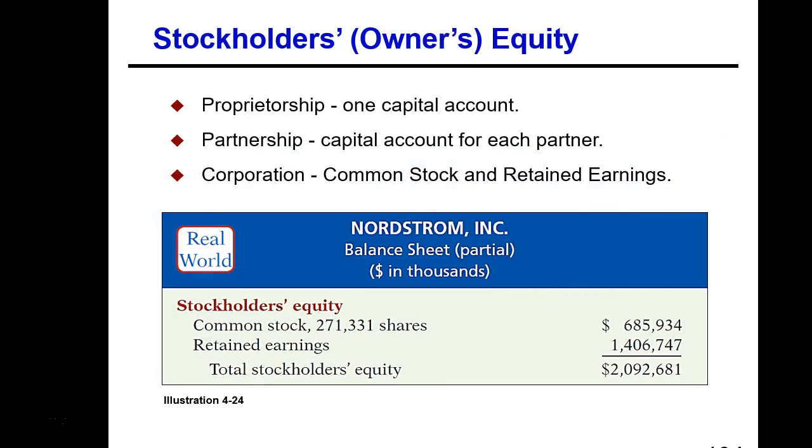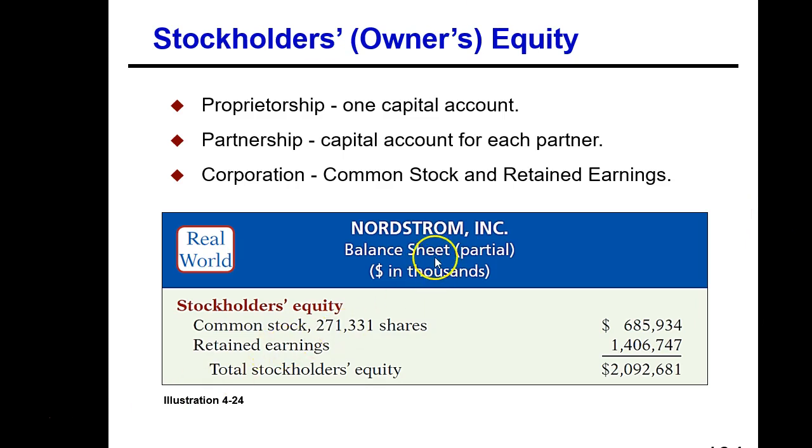Our last category is our stockholders' equity section of the balance sheet. So with stockholders' equity from a corporation standpoint, you're going to have the section known as common stock and retained earnings. If you have a proprietorship, it's known as owner's equity instead of stockholders' equity. And for a proprietorship, you're going to have what's called a capital account shown for the owner of that business. When you have a partnership, which is also called owner's equity, you will also have a capital account, but you're going to have a capital account shown for each partner of that partnership.